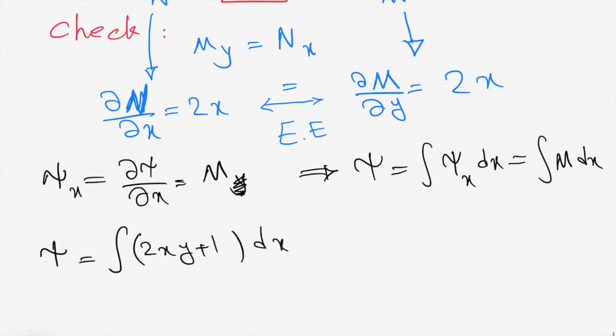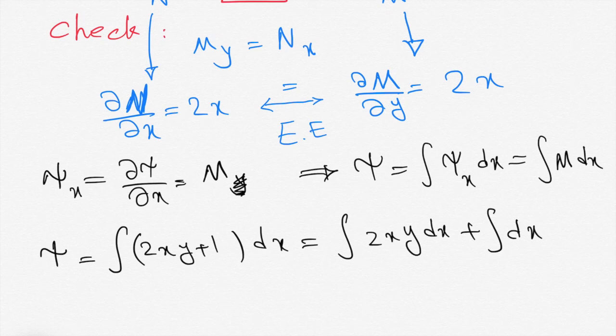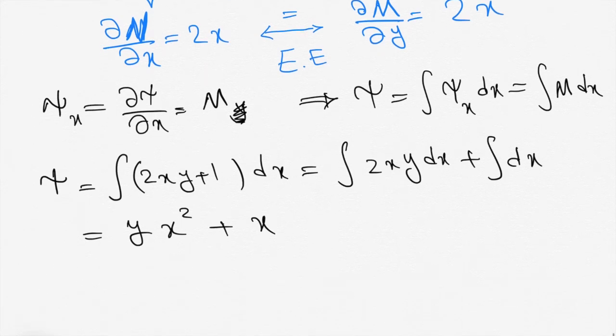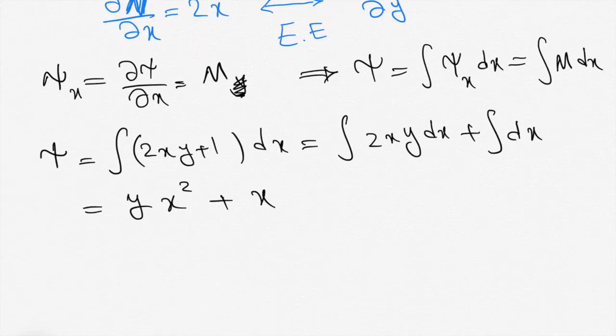2xy plus 1 dx, which we can separate like this, plus the integral of 1 dx, which we can write like dx. So it's going to be, with respect to x, y x², plus x plus something.